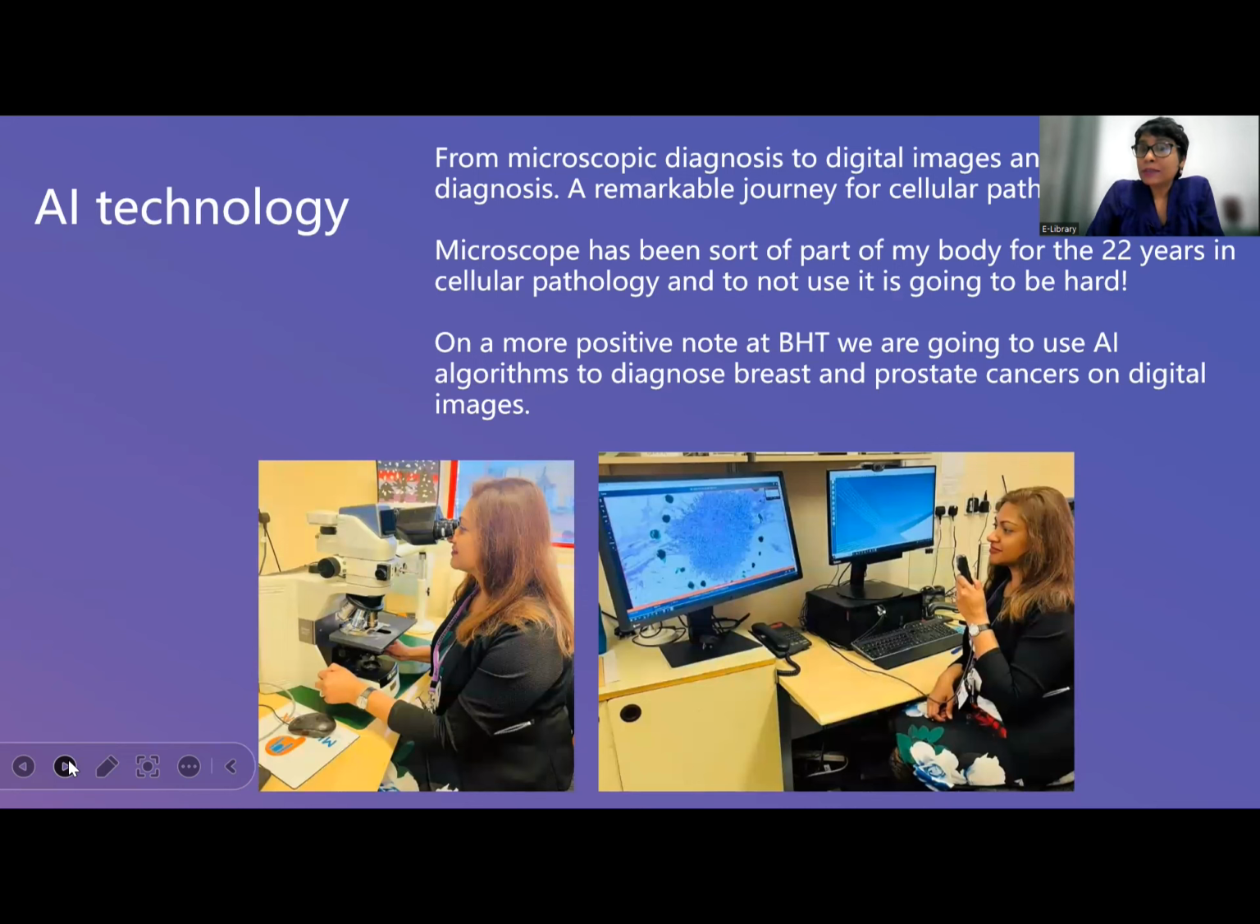And also, AI technology has already been incorporated in day-to-day pathology reporting in Western countries. Now, this is one of my colleagues who is working in the UK, and she says that for common biopsies like breast and prostate, they are already doing them using AI technology. So rather than looking through the microscope, the images come and the areas that need to be seen are selected by AI, and then we just have to interpret them.